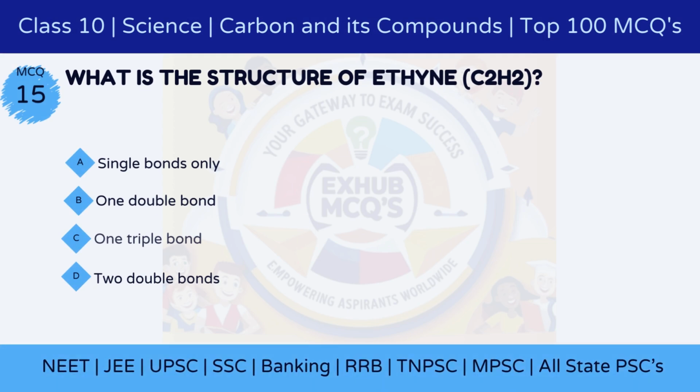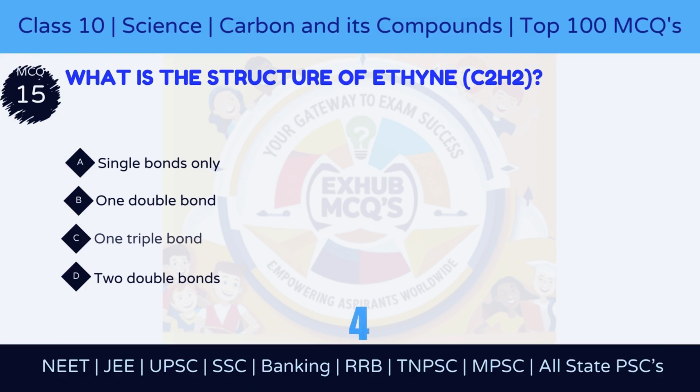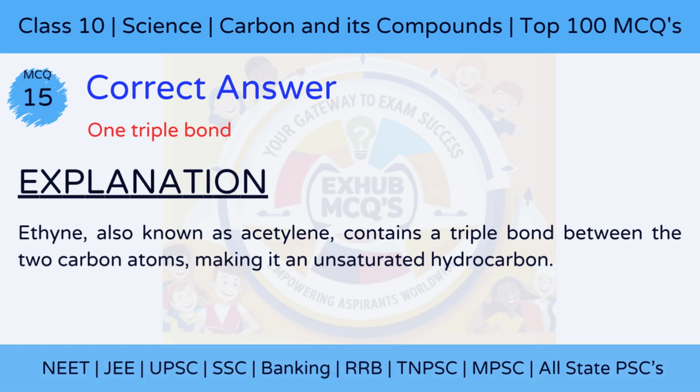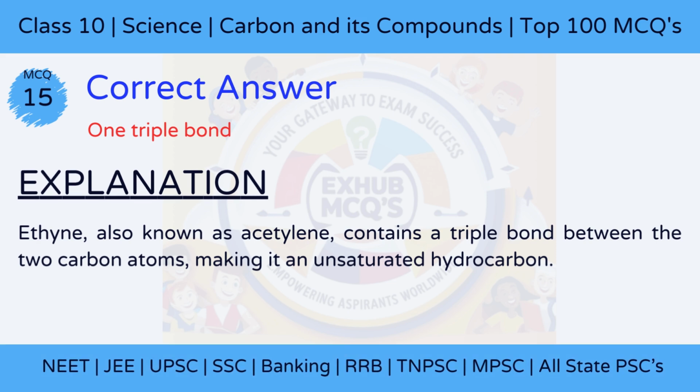MCQ 15. What is the structure of ethine, C2H2? Option A, single bonds only. Option B, 1 double bond. Option C, 1 triple bond. Option D, 2 double bonds. The correct answer is option C, 1 triple bond. Explanation. Ethine, also known as acetylene, contains a triple bond between the 2 carbon atoms, making it an unsaturated hydrocarbon.